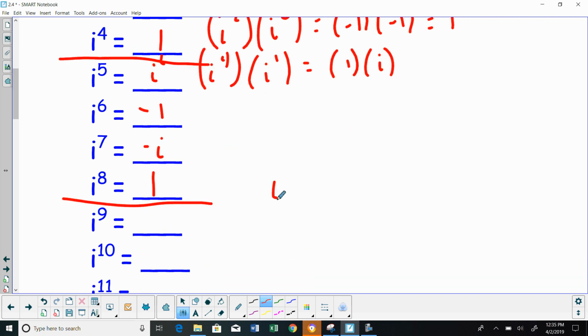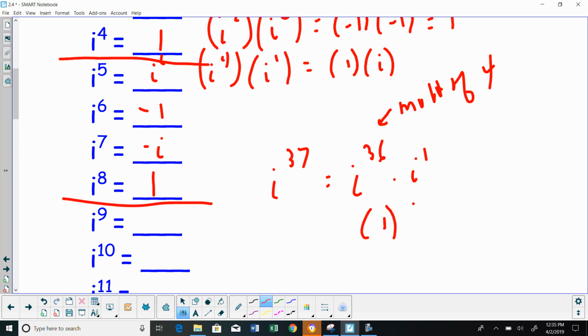So if I wanted to find, for example, i to the 37th, I could just say, hey, that's equal to i to the 36th, because that's a multiple of 4 for that exponent, and then times i to the first. So that would be 1 times i. So i to the 37th is really just equal to i.